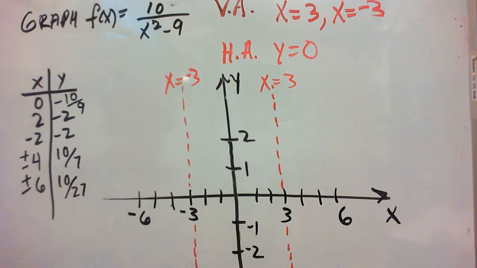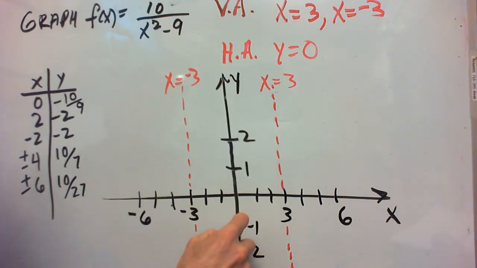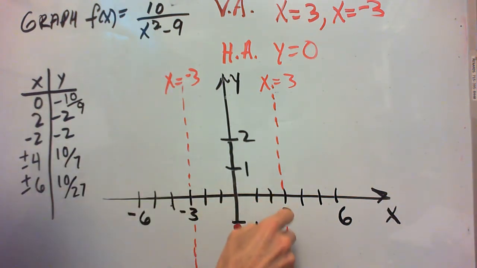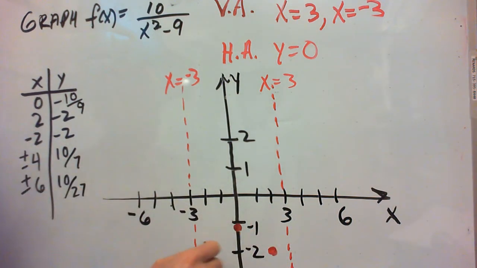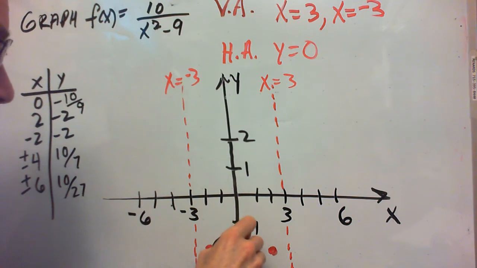which is 10 27ths. Now we plot those points, 0, negative 10 ninths, and I've sort of expanded my y value scale just to show the differences better. 2 gives me negative 2, and negative 2 gives me negative 2. So my graph in the middle heads down. It's like an upside down U.